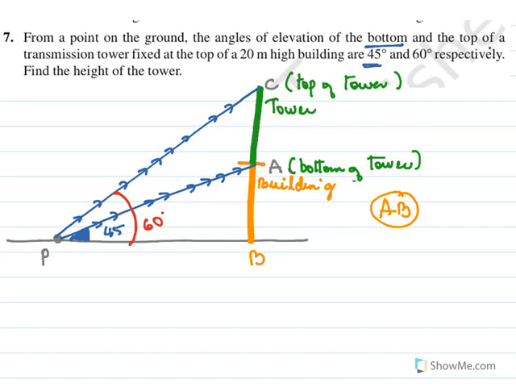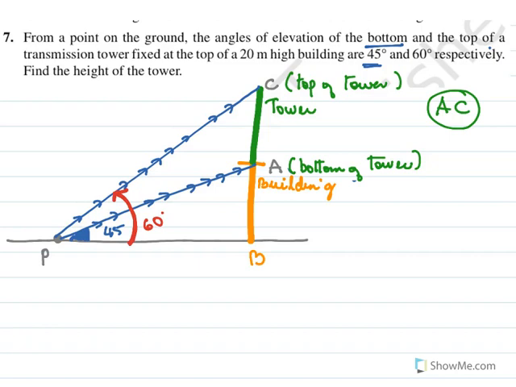This is what we need, the height of the tower. AB is the height of the building. Height of the tower means we need to find the tower AC. AC is the height of the tower. This is our question. We need to find AC. So hope you understood the two angles of elevation.